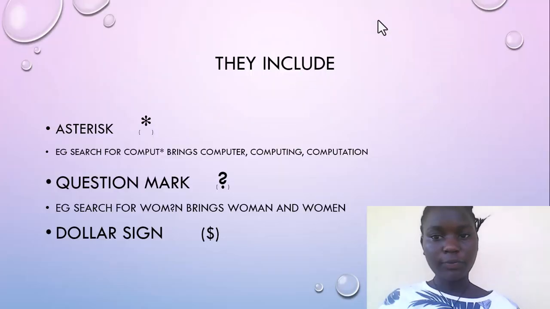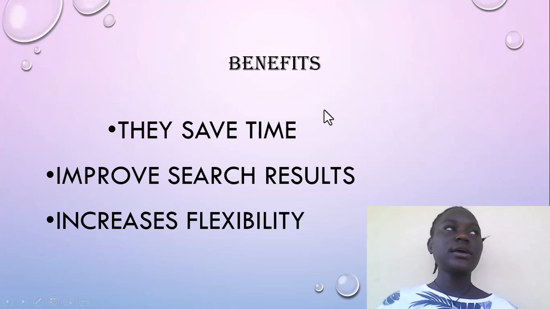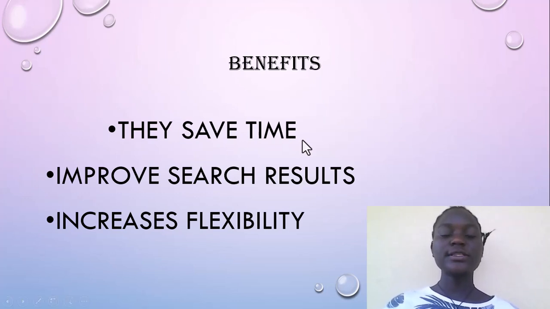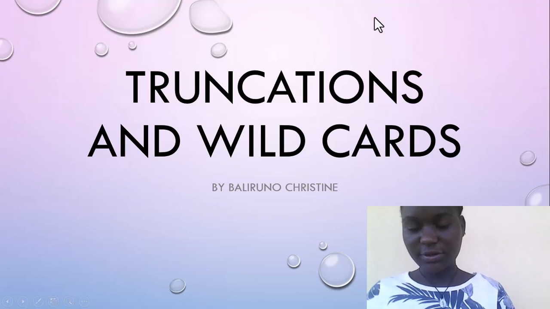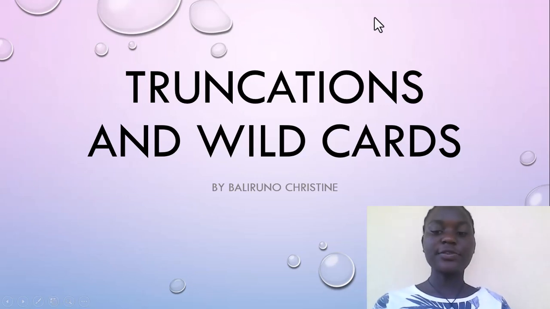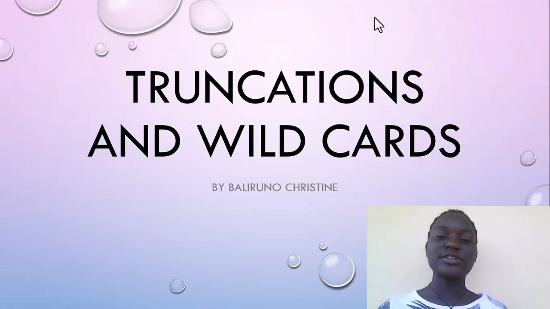After knowing how to apply those truncations and wildcards, these are the benefits. They will save your time, you see you searched for things very fast. They improve your search results and they increase your flexibility as you are researching. So we can use truncations and wildcards in our academic search, our professional search, and whatever we are doing concerning research. You can use them in databases, you can use them in website searches and everything.